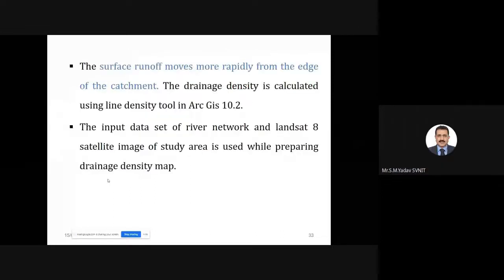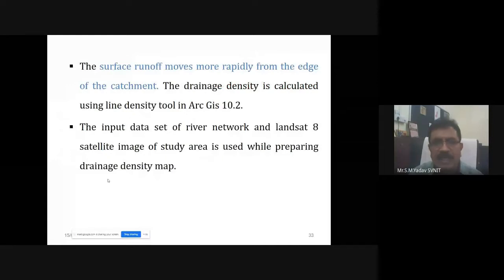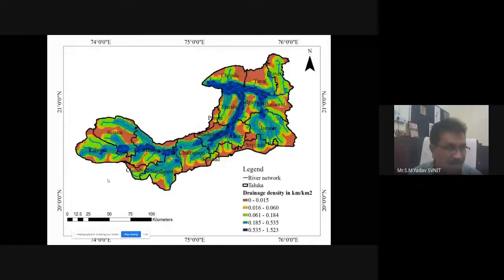The drainage density is calculated using the line density tool in ArcGIS. The input data set of river network and Landsat 8 satellite image of the study area is used while preparing the drainage density map. So this is the drainage density map, where drainage density is in kilometer per kilometer square, with varied values ranging from 0.015 to 1.523.